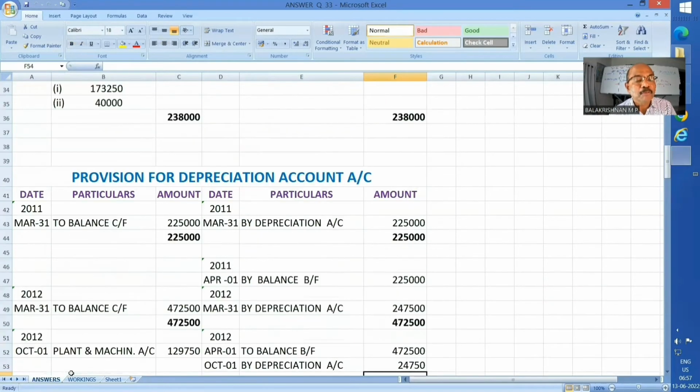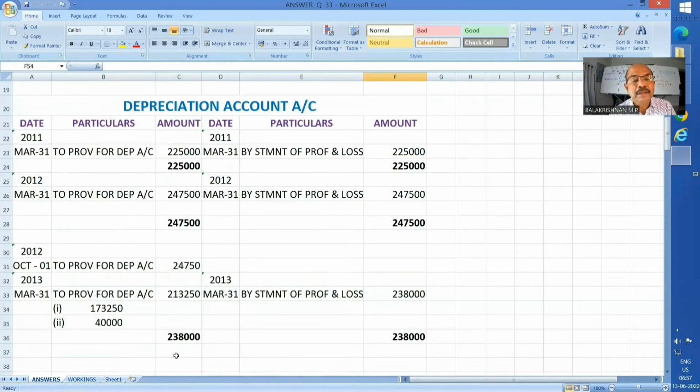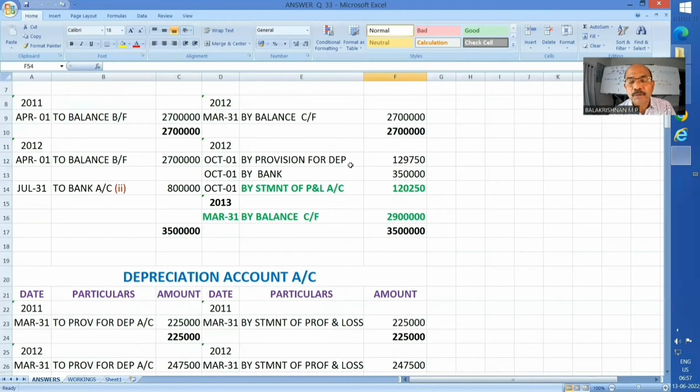Okay, let us account that. What will be the entry for it? We have to take it off from the asset account, or as you have learned in the journal entry, provision for depreciation account debit to plant and machinery, 1,29,750. Correspondingly, it has to come in the plant and machinery account also. Clear? Yes. Now, next part.